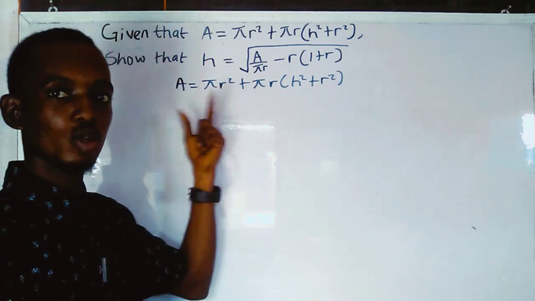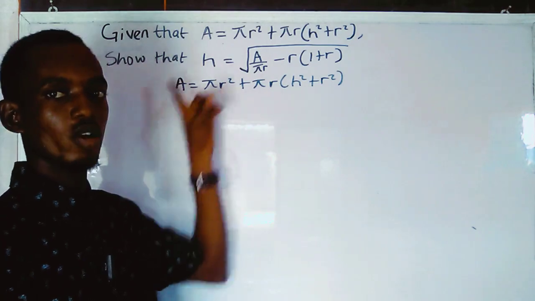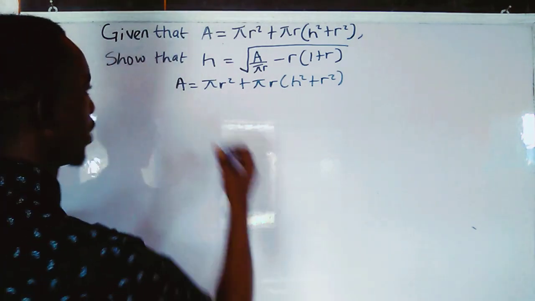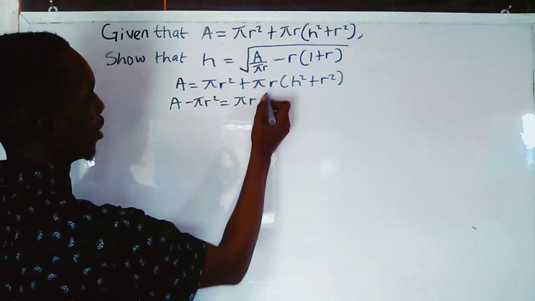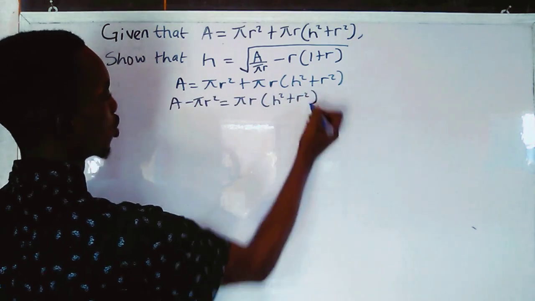Now let's start by getting rid of the leftmost part, which is pi r squared. It is an added term, so we get rid of it by transposing. Take it to the other side, it becomes negative. And we have A minus pi r squared equals pi r h squared plus r squared.